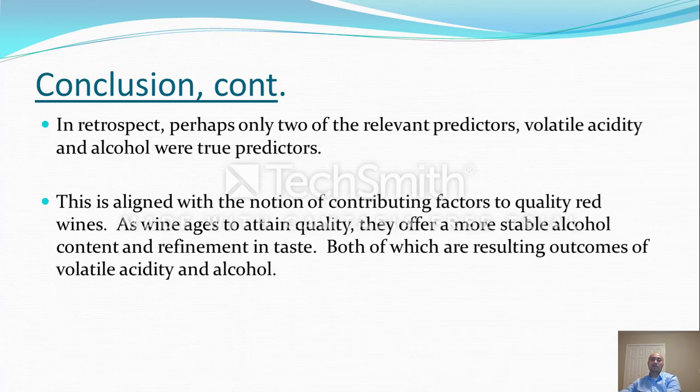In retrospect, perhaps only two of the relevant predictors were true predictors: volatile acidity and alcohol. This is aligned with the notion of contributing factors to quality red wines. As wine ages to attain quality, it offers a more stable alcohol content and refinement in taste, both of which are resulting outcomes of volatile acidity and alcohol.